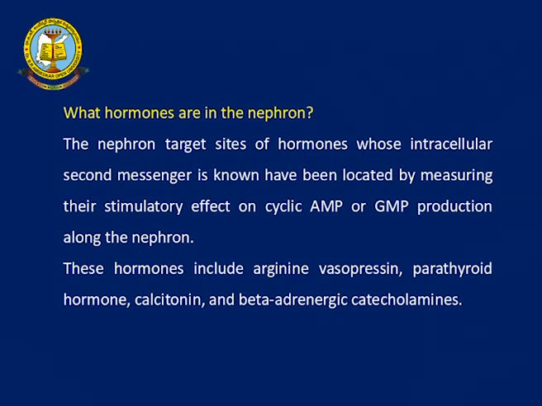So, what hormones are in the nephron? The nephron targets sites of hormones whose intracellular secondary messengers have been located by measuring their stimulatory effect on cyclic AMP and GMP production along the nephron. These hormones include arginine vasopressin, parathyroid hormone, calcitonin and beta-adrenergic catecholamine molecules. These are the hormones present in the nephron.